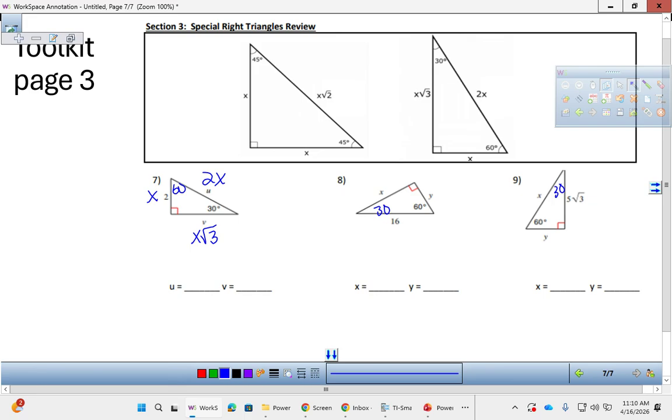So looking at that picture after filling that in, here's what I know. X is 2, because next to that part I labeled x is the number 2. So if x is 2, well then 2x is 2 times 2. So this side length up here is 4. And if x is 2 and this side length is x root 3, then this side length is 2 root 3.